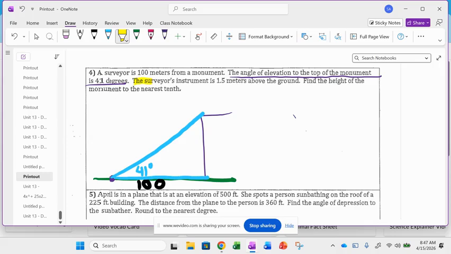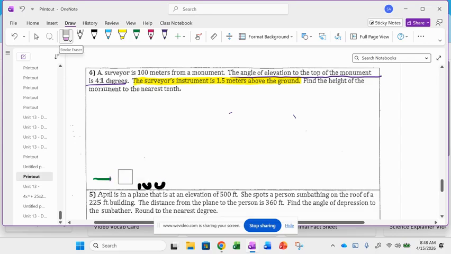Now it says the surveyor's instrument is 1.5 meters above the ground. Up until this point, I was able to make that surveyor a dot on the ground. But now, in this one sentence, the surveyor's instrument is 1.5 meters above the ground. I have now given the surveyor what? Height. And once they give the surveyor height, we can't disregard that. He can no longer be a dot on the ground if they're now incorporating the height into this problem. So now I realize that my drawing is not good and I have to erase. And that's okay. We start over.